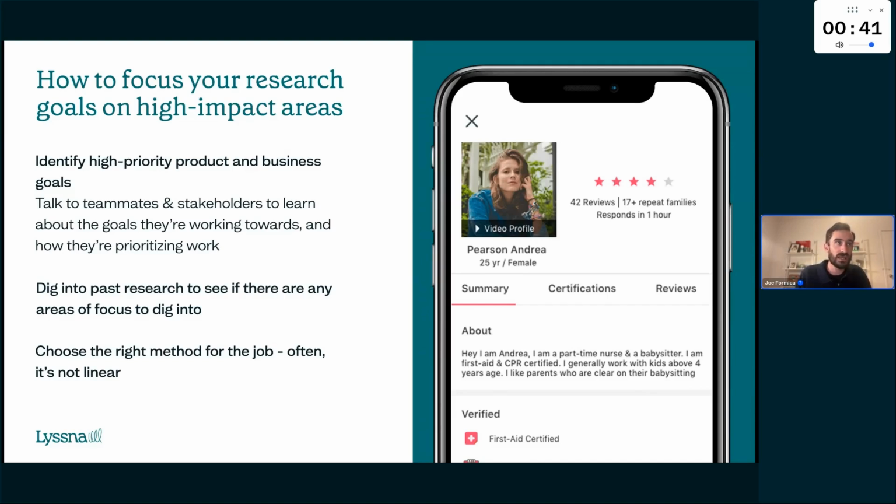Maybe you've done interviews or usability tests in the past that were focused around a certain subject, maybe it wasn't useful at the time, but could point you in the right direction to focus your research goals and methods when a new subject comes up. And choosing the right method for the job, often it's not linear.